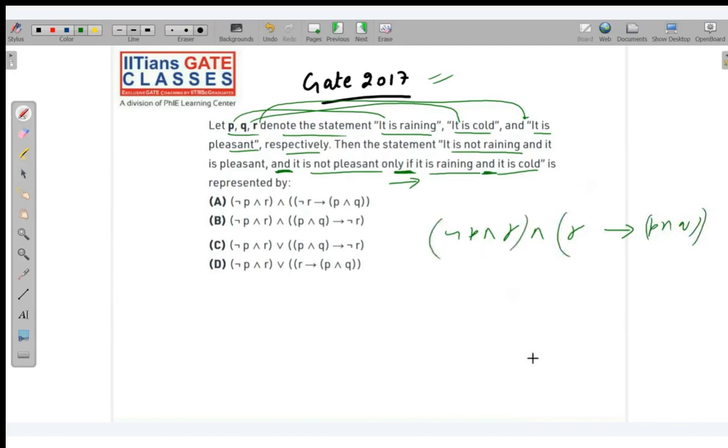Finally, we have got it. So not raining is not P, and R, and not R. After and, it's not pleasant. Is it okay now? So now try to match the option: not P and R and not R implies P and Q. Option A is correct. That's it.